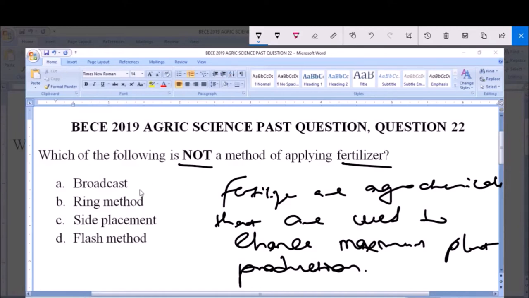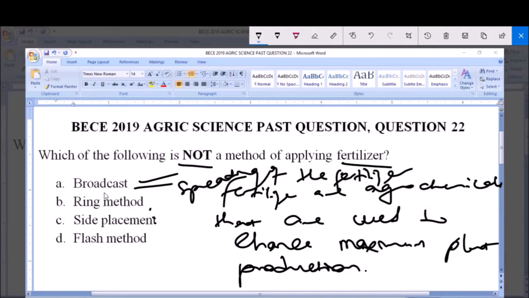Now A here says broadcast method. Broadcast method is a method of fertilizer application. In this method, the fertilizer is applied by spreading. This broadcast method simply means spreading of the fertilizer. From the word broadcast, you spread it around. You can use your hand or you can use machines.